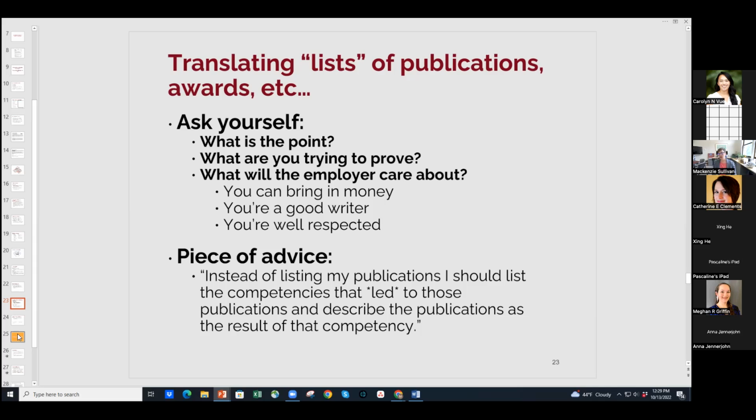I like this quote. I had a student write an evaluation, a piece of advice about things like publications: instead of listing my publications, I should list the competencies. And this is what we're talking about. What is it that the recruiter cares about? The competencies, the skills, and then they will care. I use these skills, or this is the thing I am trying to prove by that list. So always be asking yourself, what's the skill, competency, whatever, I'm trying to prove by what I'm putting on my resume.